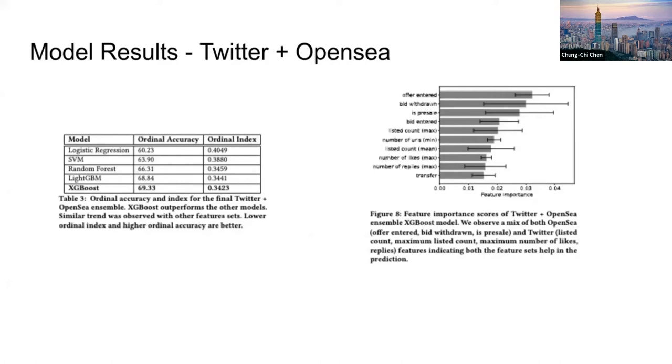Looking at feature importance, you can see, as expected, the top ones are the financial features from OpenSea, like the offer entered or the bid on that asset. But significantly high up in the list are also Twitter features, like listed count of that tweet, number of URLs, number of likes the tweet got, number of replies, which basically shows our hypothesis, that Twitter features do come up high in the importance list when trying to predict the NFT prices.